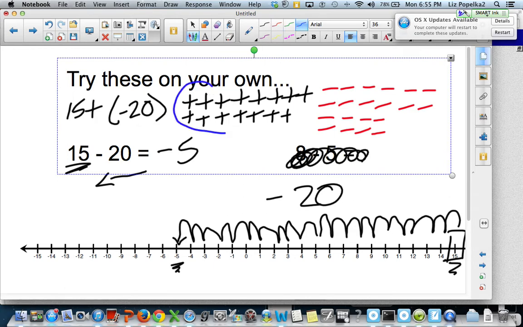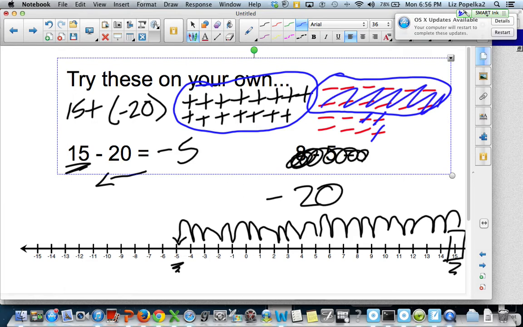So we have 15 positives, which are going to cancel out 15 of these negatives. So 2, 4, 6, 8, 10, and 12, 13, 14, 15. So I'm going to take out these 15, which are all going to get canceled out by these 15 positives. What are we left with? Negative 1, negative 2, negative 3, negative 4, and negative 5.